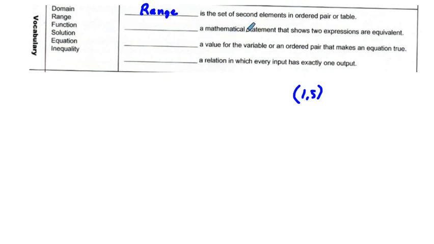Okay, blank, a mathematical statement that shows 2 expressions are equivalent. That would be an equation. That was just like that last one we did, right? That'll be an equation. So equivalent is a fancy way of saying that they are equal. It's an equal sign. Blank, a value for the variable or an ordered pair that makes an equation true. That is going to be a solution.